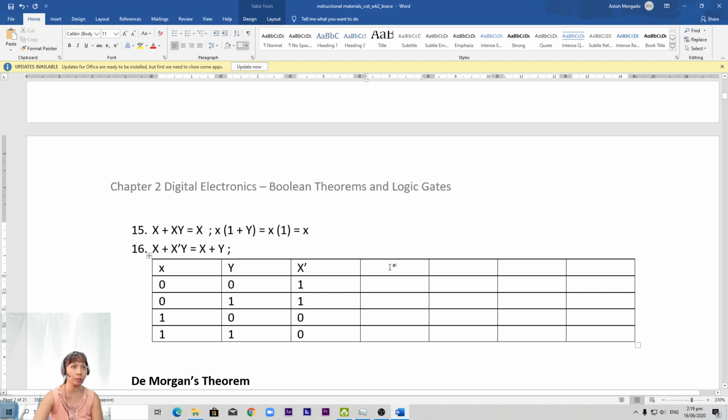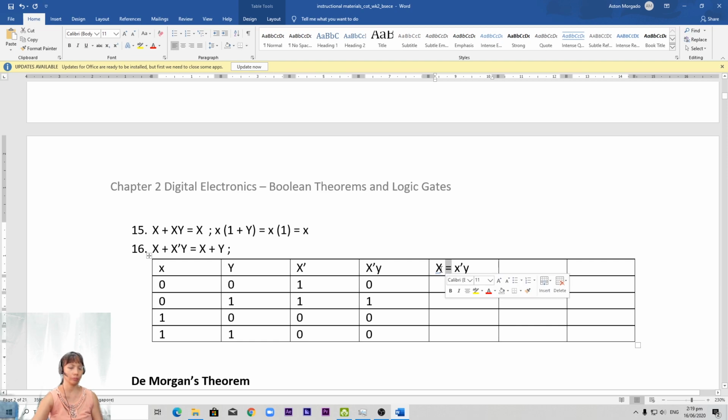And then how about x prime y? Okay, so we multiply the x prime with y. So we multiply the x prime here with y here. So we have 1 times 0 is 0. Then 1 times 1 is 1. 0 times 0 is 0. And 0 times 1 is still 0. So the answer for x prime y is 0 1 0 0. Okay, and then we add it with x.